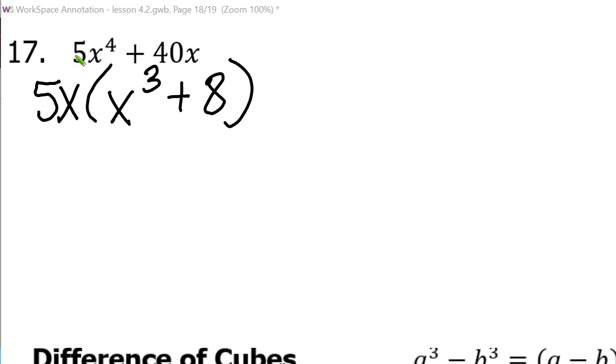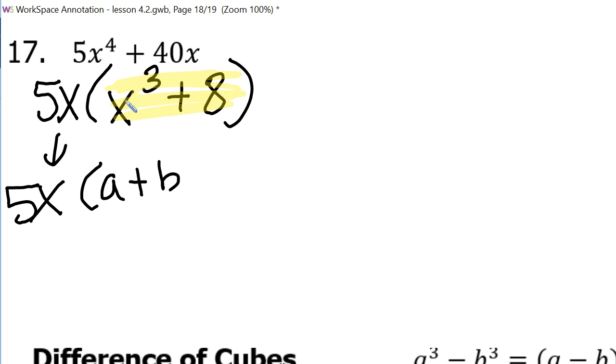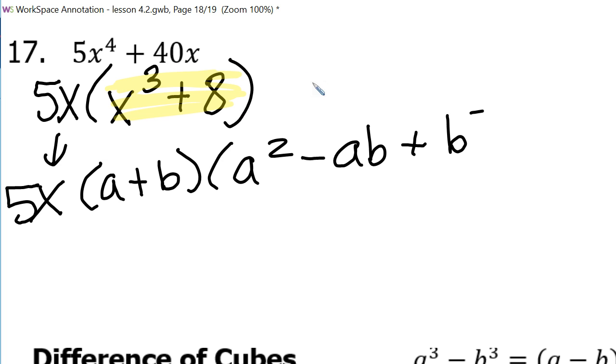Now look inside the parentheses. Is this a difference or sum of cubes? Sum of cubes. I'm going to write down the formula so the GCF goes first. The formula for a sum of cubes is A plus B, A squared minus AB plus B squared.